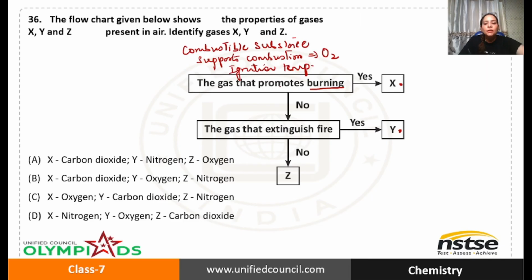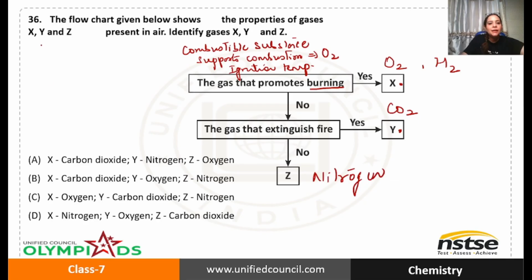Okay, so the gas that promotes burning can be oxygen here because oxygen supports burning. Also hydrogen supports burning, but we'll see that later, depending on which options are given. A gas which doesn't support burning but extinguishes fire: extinguish means it cuts off the oxygen supply, that means it cuts off the supply of the supporter and hence the fire gets extinguished. It can be CO2, carbon dioxide. And a gas which neither supports burning nor extinguishes fire could be nitrogen.